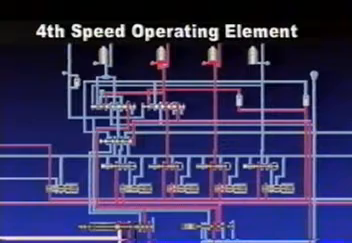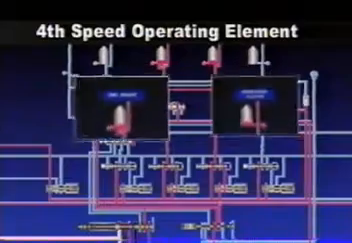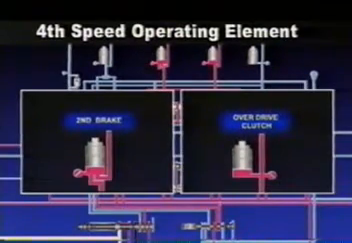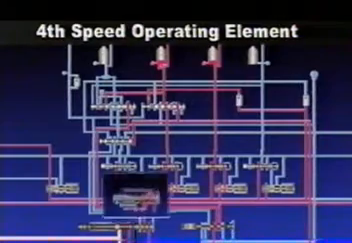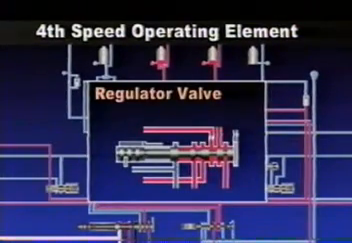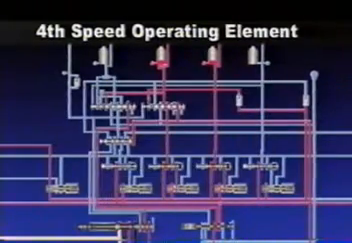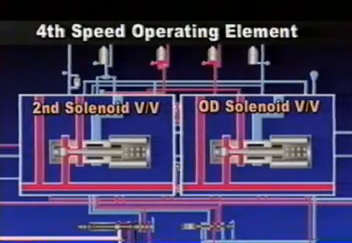Second brake and overdrive clutch are operating elements in fourth speed gear. Oil pressure flow of overdrive clutch is continuously maintained at third speed gear. And oil pressure flow of second brake is the same with that of second speed gear in fourth gear. Oil pressure generated from the oil pump is adjusted by the regulator valve. Then it is supplied to clutch and brake through the overdrive clutch pressure control valve and second brake pressure control valve, respectively.